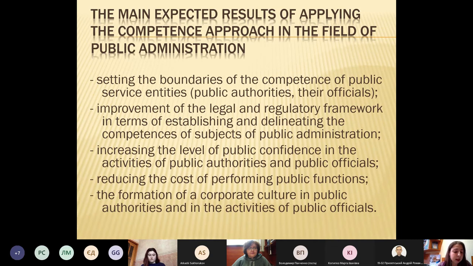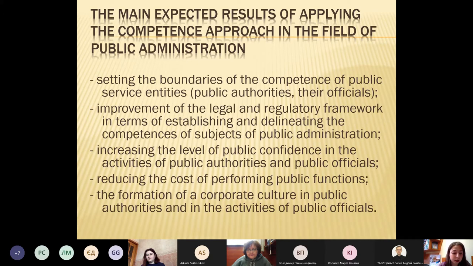Next, in general, the main expected results of applying the competence approach in the field of public administration were identified: setting the borders of the competence of public service entities, and improvement of the legal and regulating framework in terms of establishing and delineating the competence of subjects of public administration.